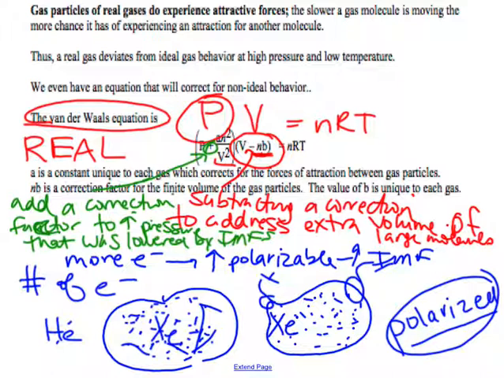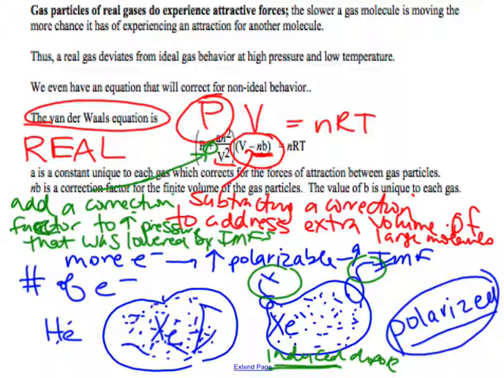This is called an induced dipole. Here's the dipole. And it's induced based on something that came from the outside. It didn't naturally happen like that. It is partially negative and partially positive.